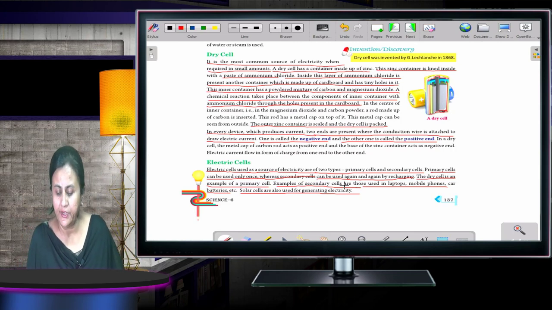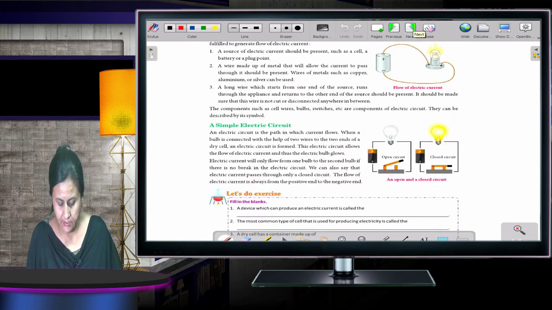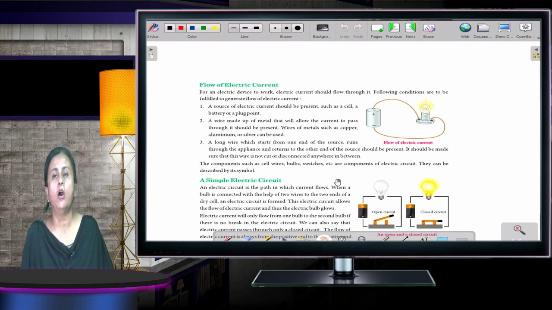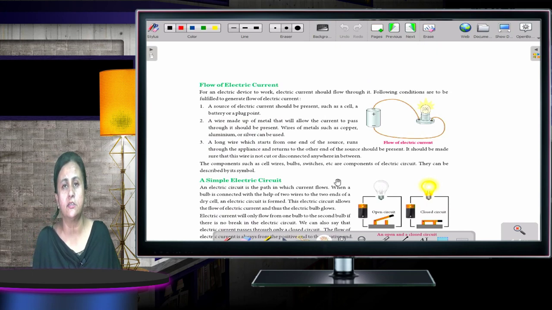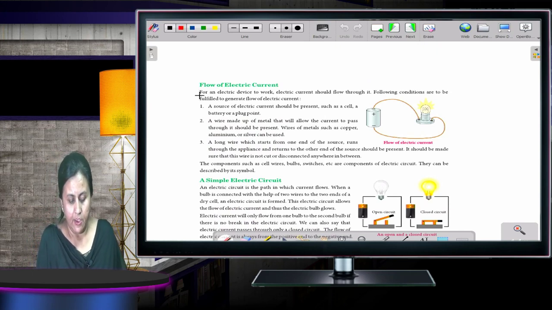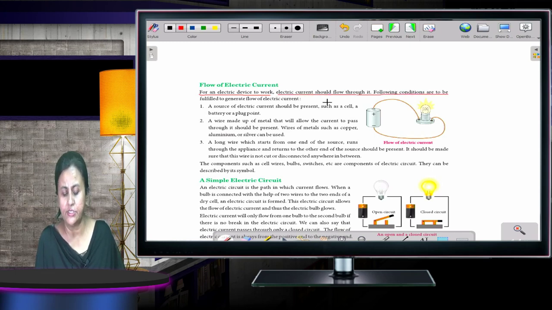So now moving to the next page. The next topic is flow of electric current. How does this current flow? For an electric device to run, electric current should be flowing through it. The following conditions are to be fulfilled to generate flow of electric current.